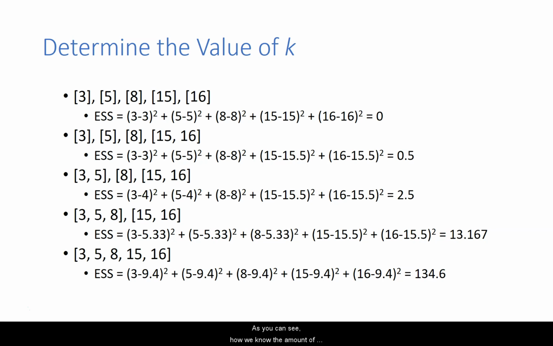As you can see from this demonstration, how we know the amount of information loss is too much is quite subjective. Software packages usually would convert the ESS measures into a percentage measure, for example, R², which equals the difference between the total sum of squares and error sum of squares, divided by the total sum of squares. That can be compared to a threshold value to determine the optimal k to recommend.